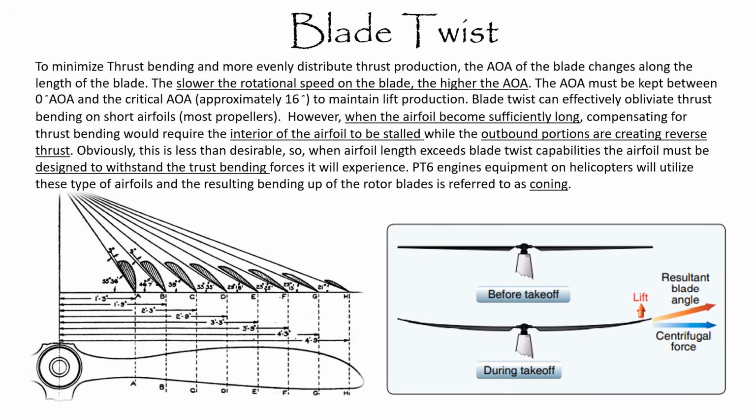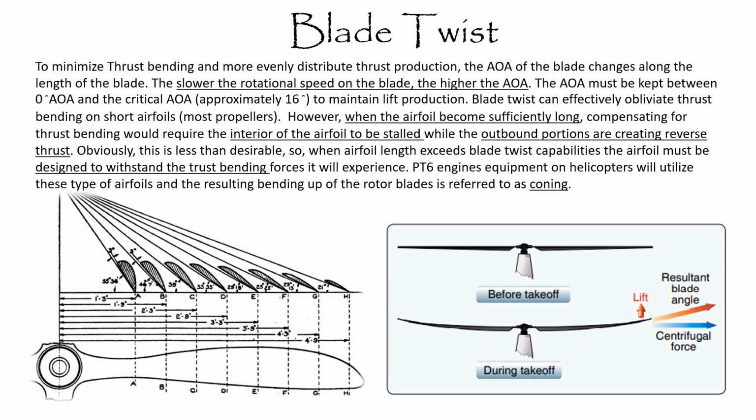To minimize thrust bending and more effectively distribute thrust production, the angle of attack of the blade changes along the length of the blade. The slower the rotational speed of the blade, the higher the angle of attack. The angle of attack must be kept between 0 AOA and the critical AOA, approximately 16 degrees, to maintain lift production. Blade twist can effectively alleviate thrust bending on short airfoils, which is most propellers.